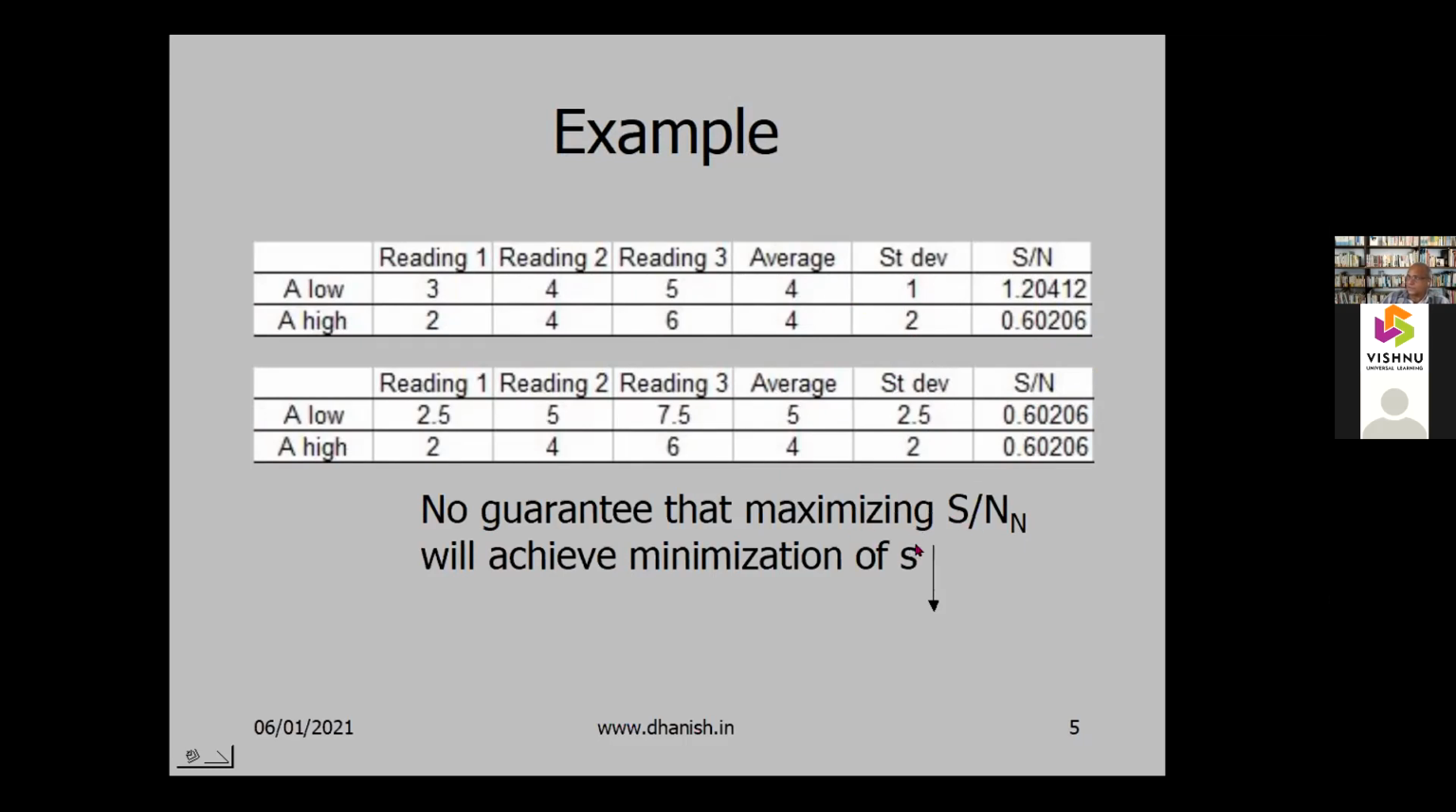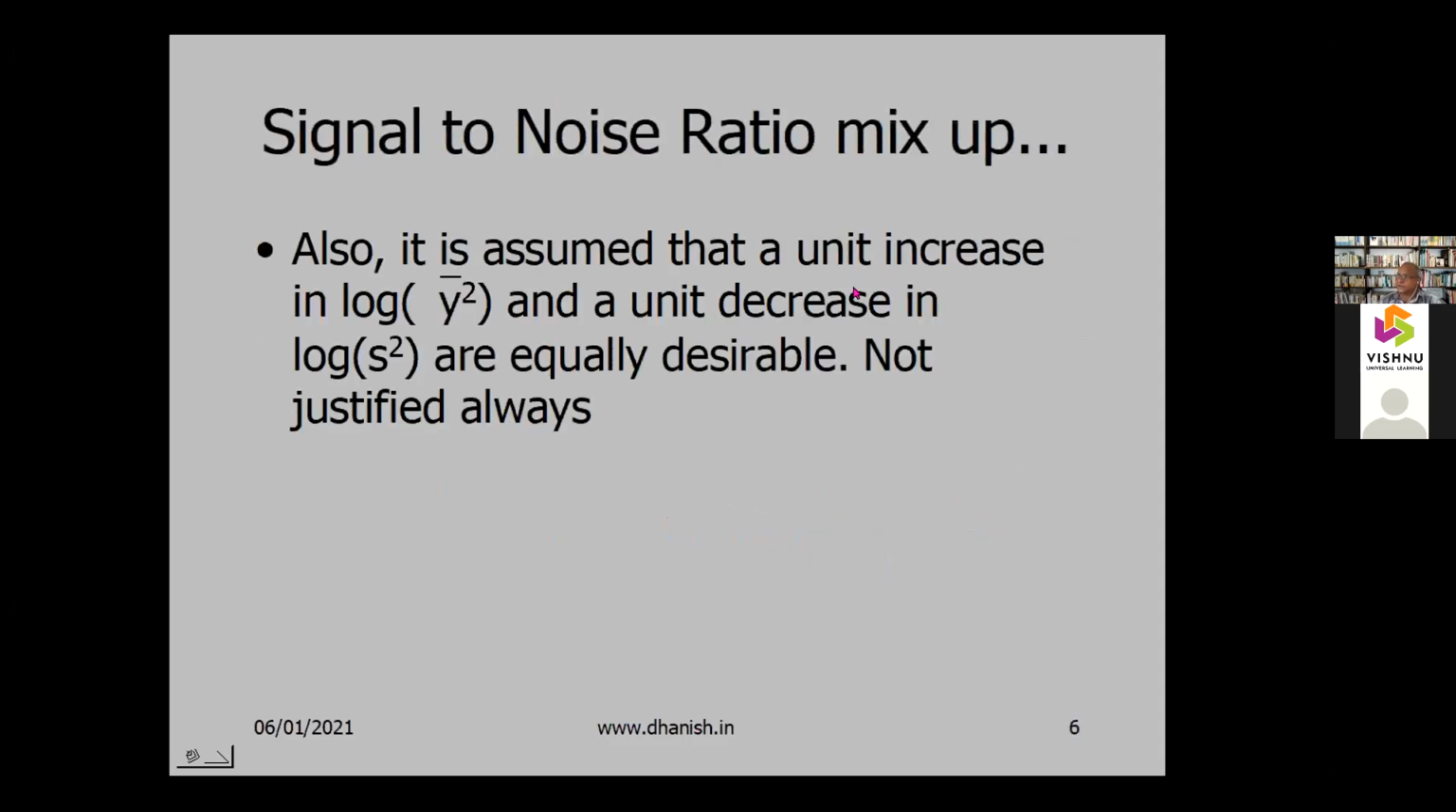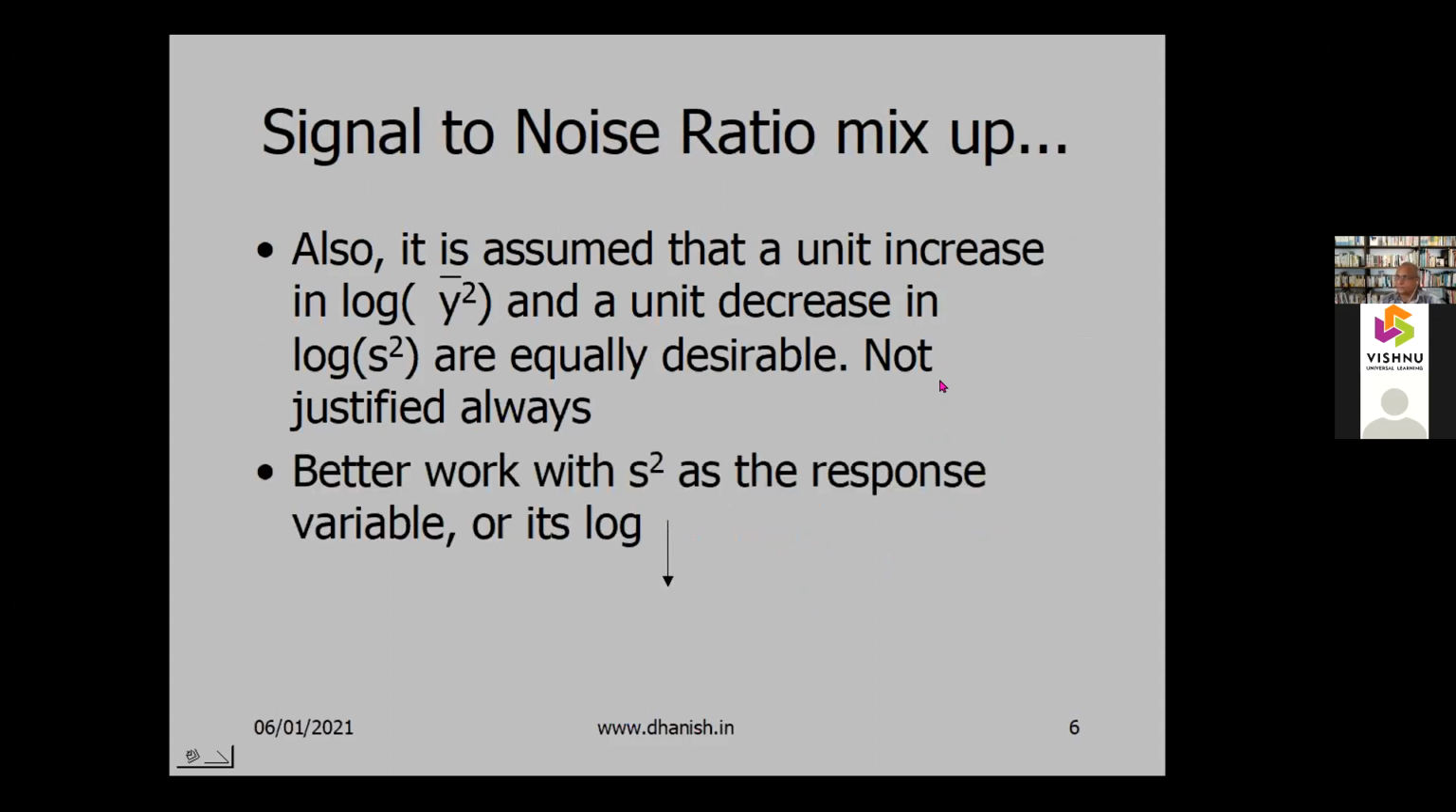So you analyze, if you want to minimize variability, so in Six Sigma you want to reduce standard deviation, then you make standard deviation the response variable. Why do you mix up the two? You are taking two different variables and mixing them up, which is not correct. So signal to noise ratio is not recommended nowadays at all. Better to work with S square as the response variable. If you want to reduce variability, work with variability, the standard deviation or variance as the response variable, or log of this. That is also okay.